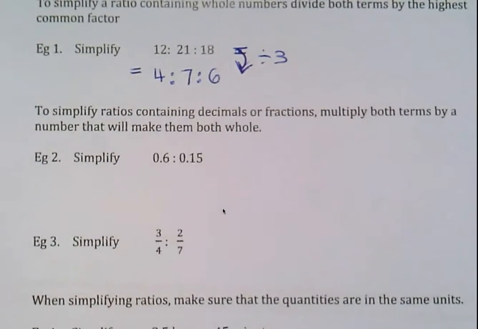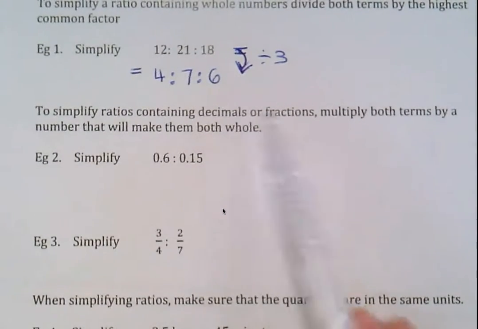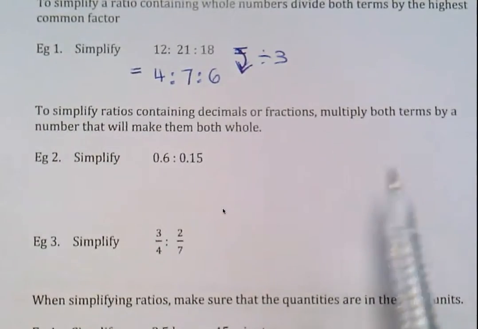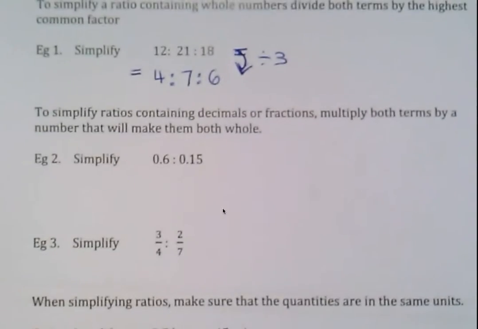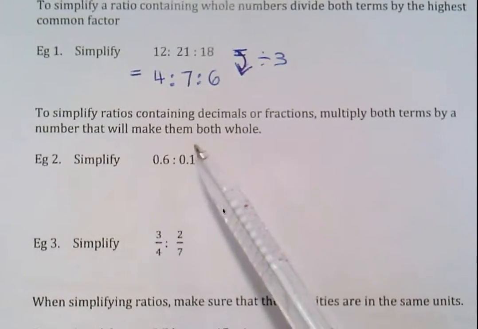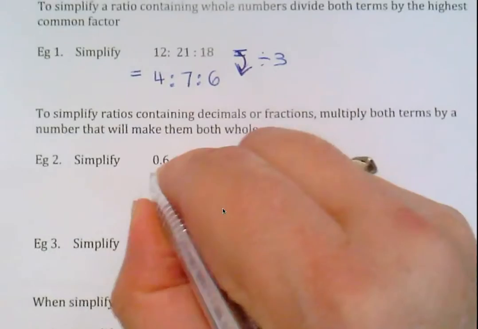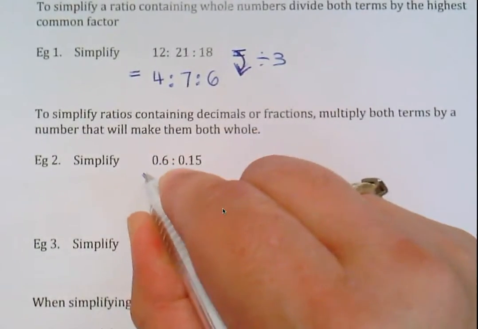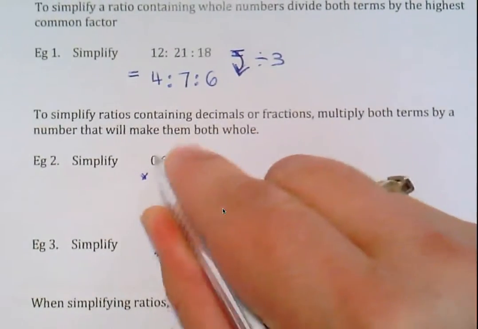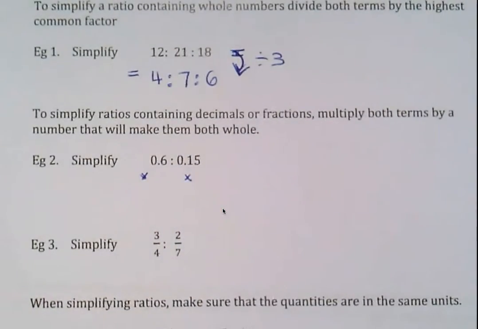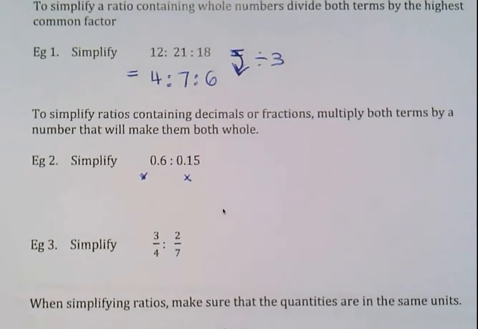The next one, girls: to simplify ratios containing decimals or fractions, you don't divide this time. Fractions are small and decimals are small, and we've got to get rid of the decimal points. We multiply all terms or both terms by a number that will make them both whole. With decimals, it's easier to multiply by factors of 10. So what would I have to multiply both of these by? If I go 10, I'll get 6 and 1.5, so I should multiply by 100.